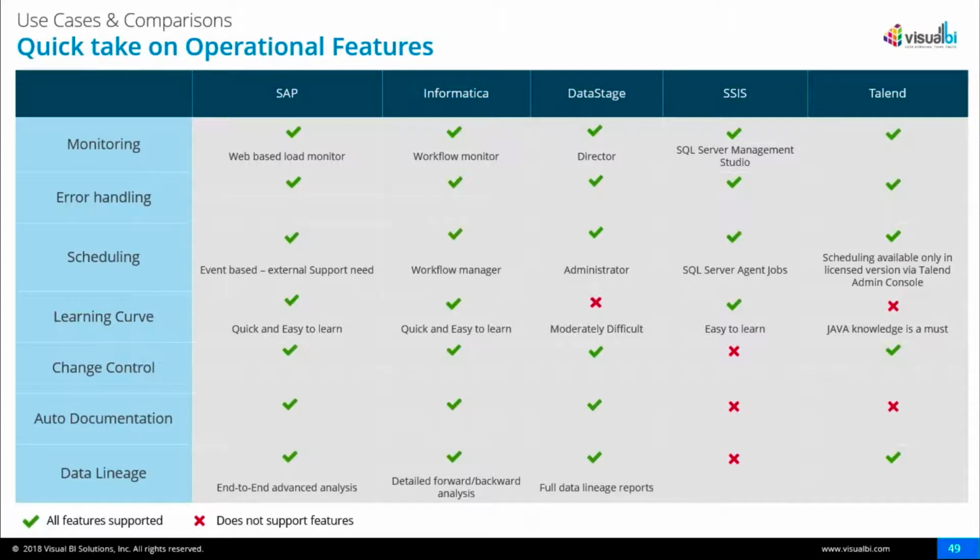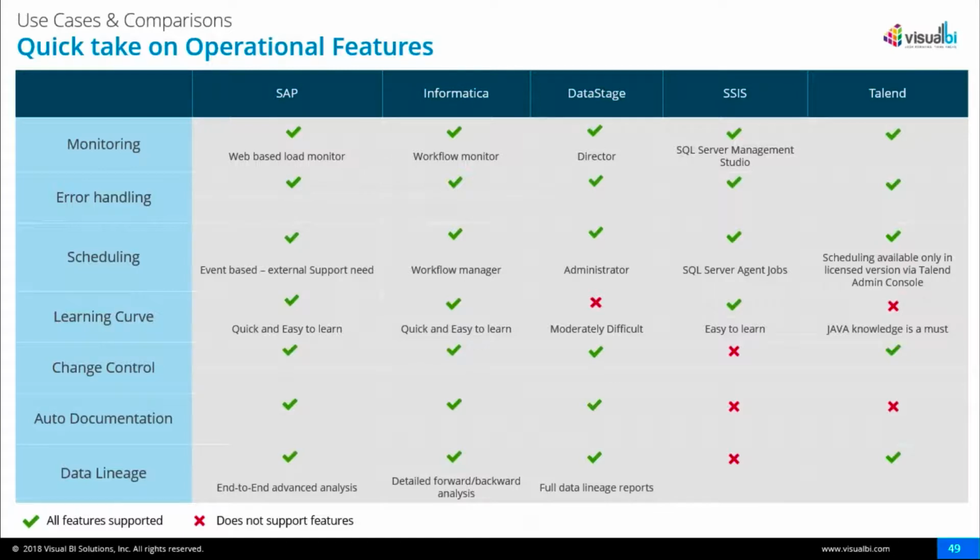Auto documentation is available in SAP tools, Informatica, and DataStage. Auto documentation helps you to understand the implementation of a particular data flow or a workflow if you're trying to learn and understand the system. Data lineage, which is a very powerful feature, is not available in SSIS, but it is available in all the other tools. So this gives you a quick take on the operational features, apart from the criteria that we discussed.